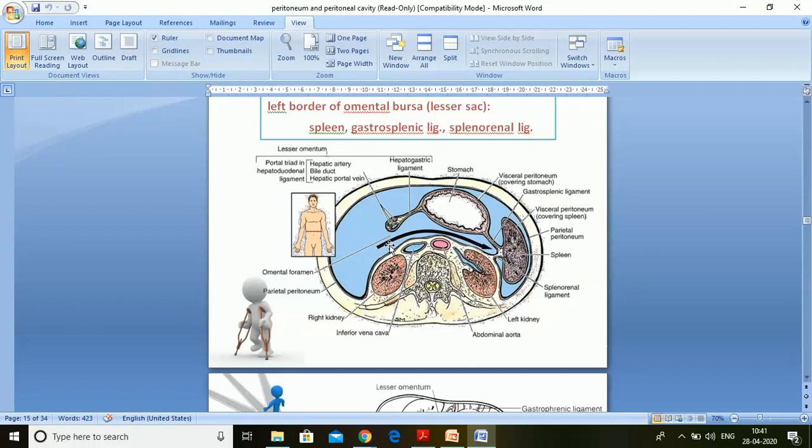This is the omental foramen. Omental foramen is the foramen which gives entry to the sac, the lesser sac here. And here you also find the other viscera like the left kidney, right kidney and the abdominal aorta and IVC on the cross section.